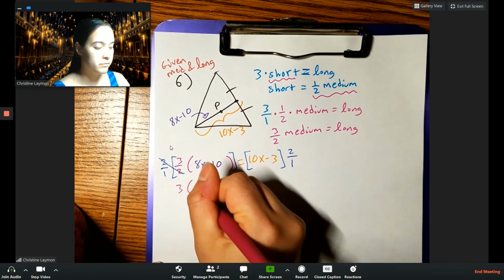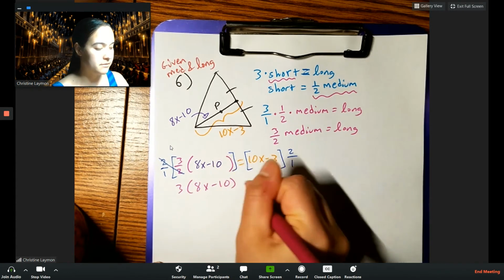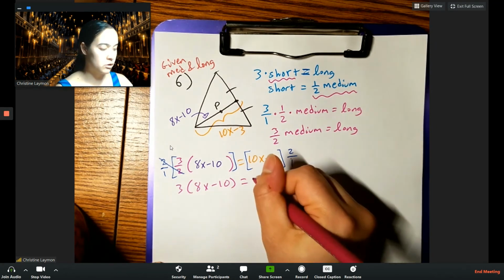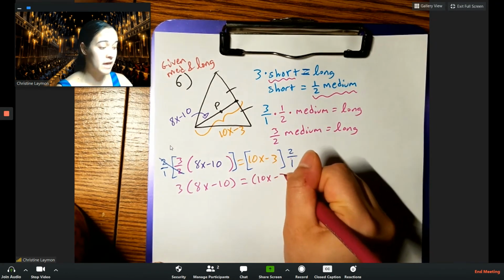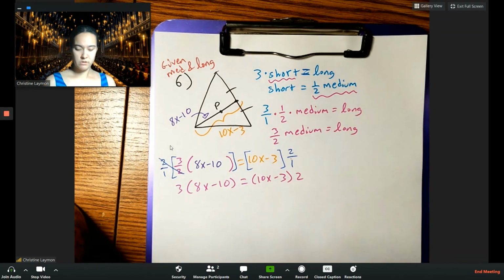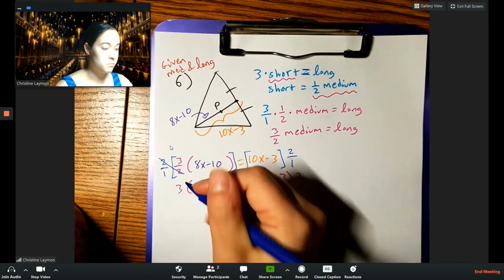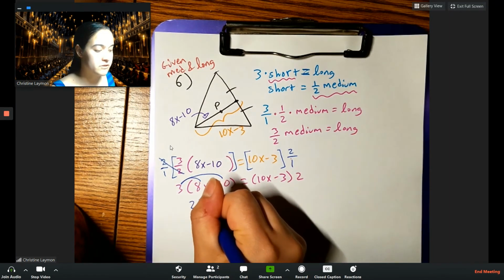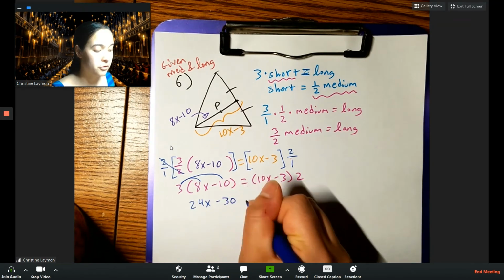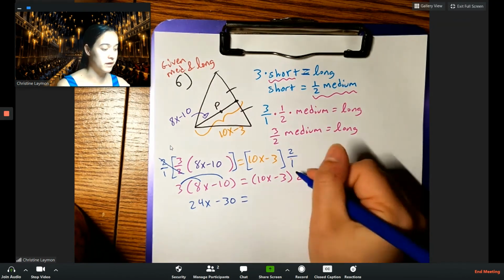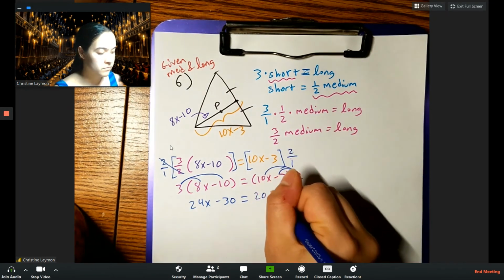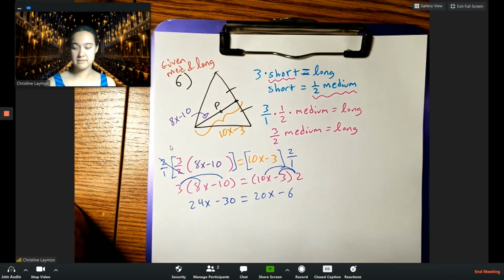Got 3, parentheses, 8x minus 10 equals 2 times the stuff. For right now, I'll still keep it here, but I'm going to distribute that in just a moment. So let me show that distribution. I'm going to do 3 times 8x and 3 times negative 10. This gives me 24x minus 30 equals, on this side, 2 times negative 3 and 2 times 10x. So 20x minus 6.